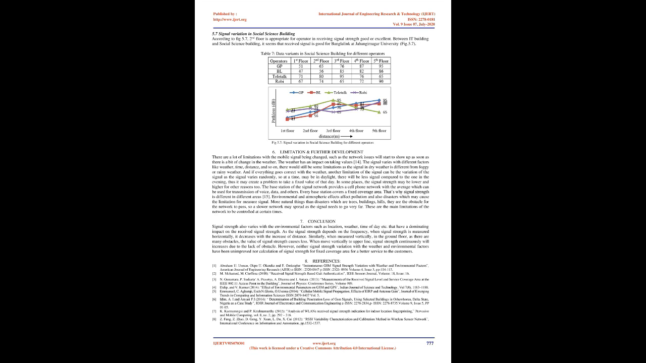5.7 Signal variation in social science building. According to fig 5.7, the 2nd floor is appropriate for operators in receiving good or excellent signal strength. Between the IT building and the social science building, it seems that the received signal is good for Banglalink at Jahangirnagar University, fig 5.7.